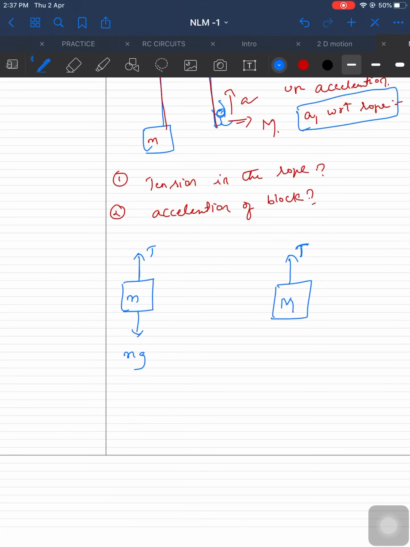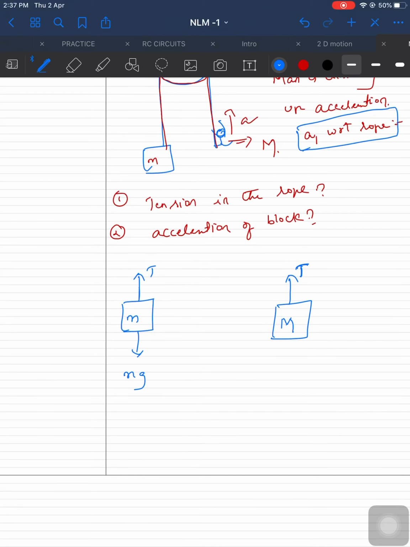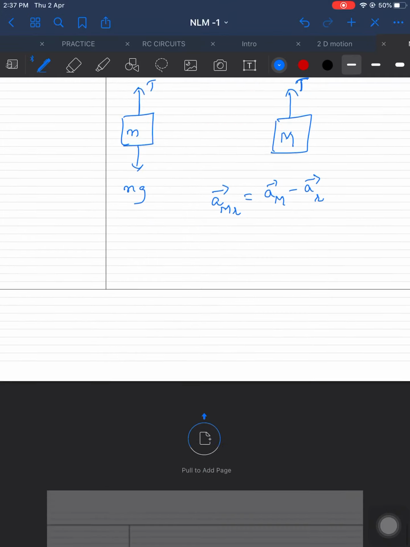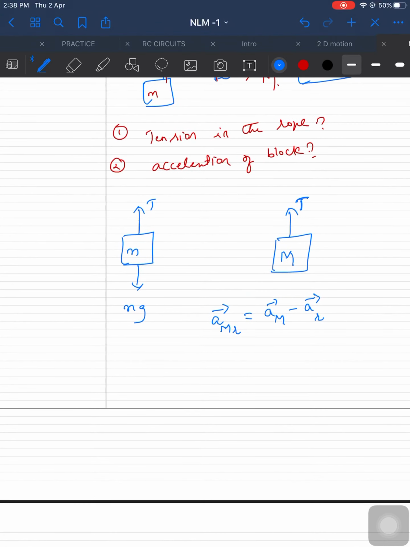Say the rope: if the man climbs up, the rope comes down. So with respect to rope, and this is a relative acceleration. Acceleration of man with respect to rope means acceleration of man minus acceleration of rope. Remember whatever we are doing, this is a relative acceleration, we should subtract in vector form. Acceleration of rope is in the downward direction.